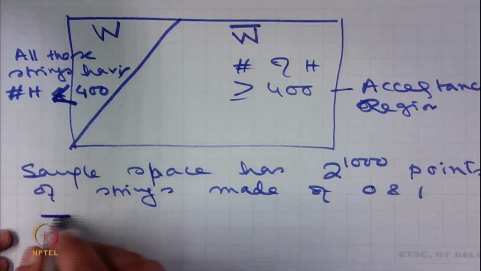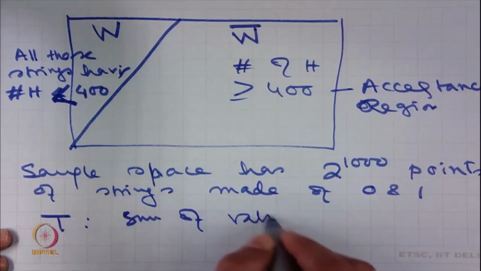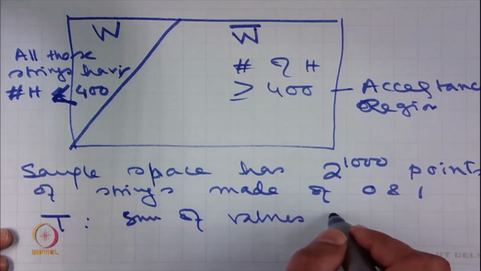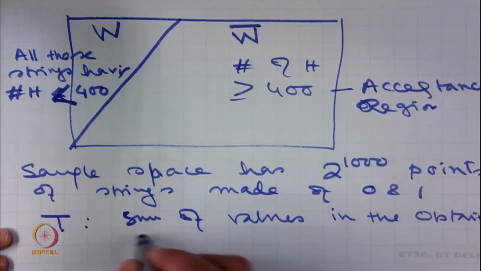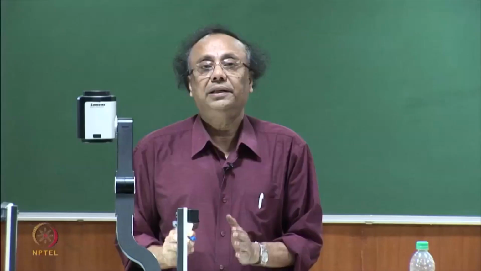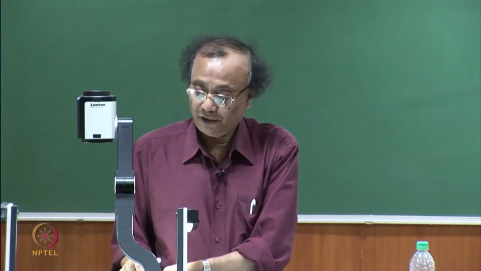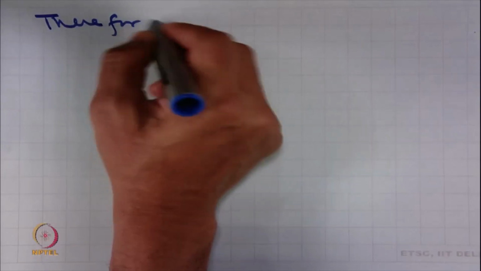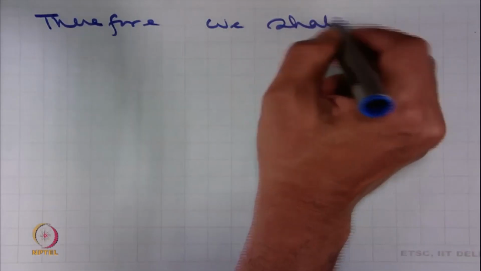So, what is our T? T is equal to the sum of values in the obtained sample. And what is the rejection criterion? The rejection criterion is that the number has to be less than 400, otherwise you are going to accept. Therefore, we shall reject the null hypothesis.